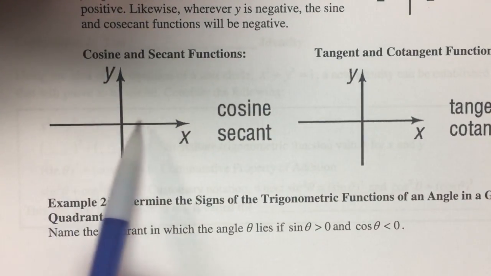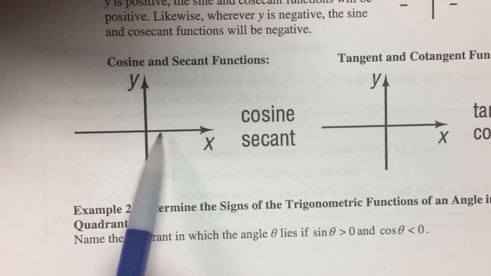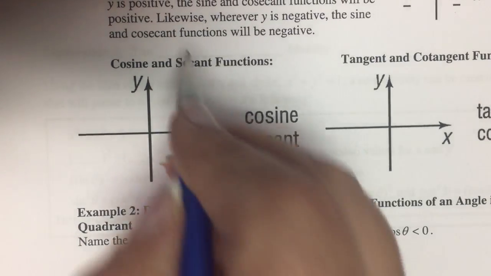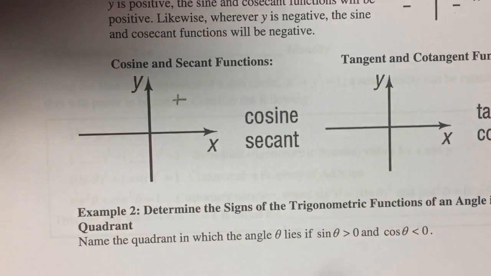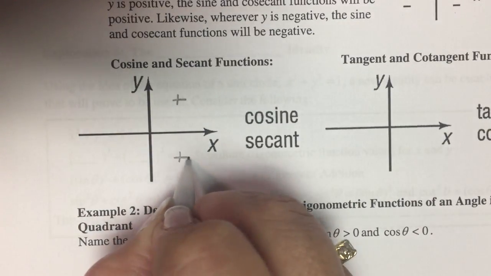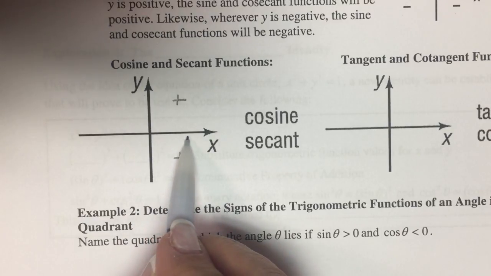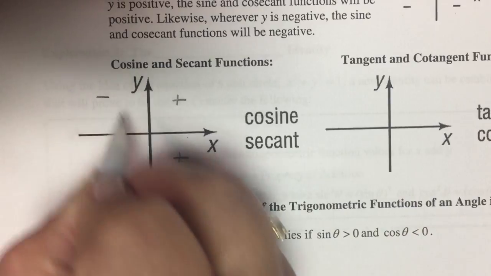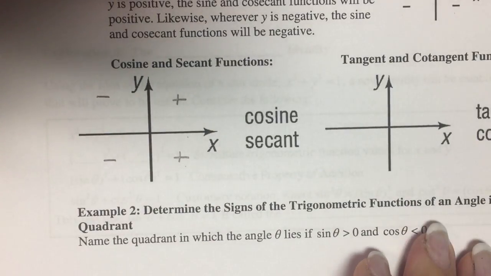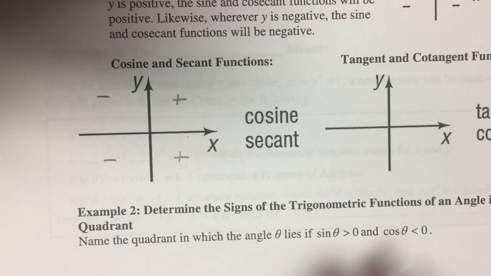If we do cosine and secant, remember cosine is the x, so cosine would be positive here, and it would be positive here, because how do I get to this quadrant? I have to go to the right positively. The x is positive.